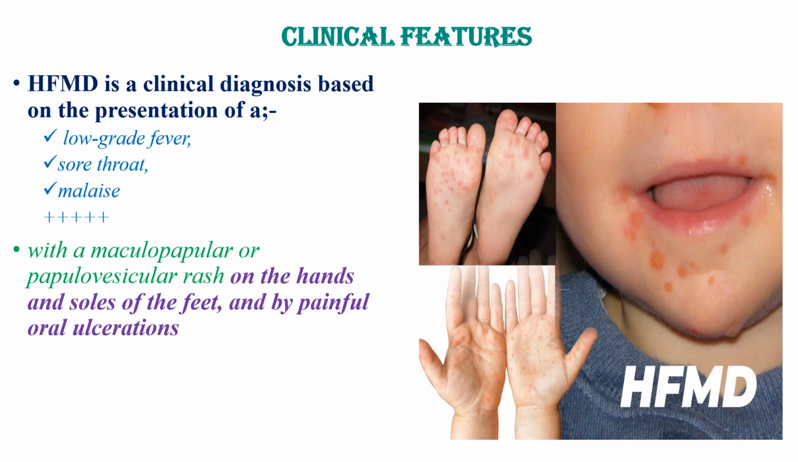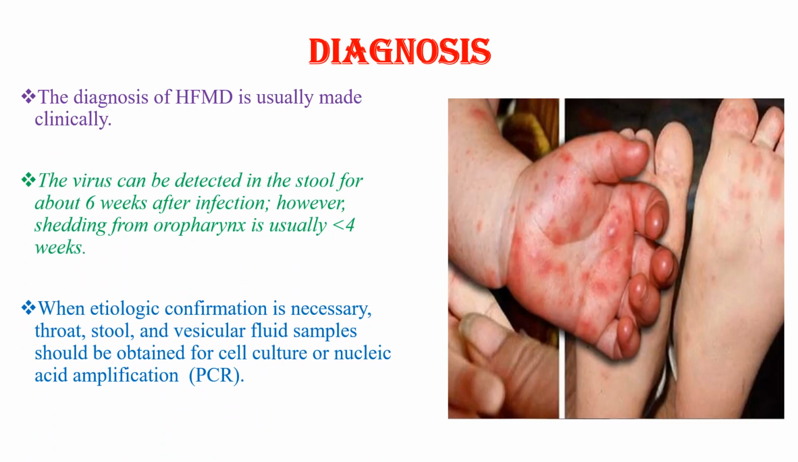When we look at the clinical features, hand, foot, mouth disease is a clinical diagnosis based on the presentation of low-grade fever, sore throat, and malaise, with a maculopapular or papulovesicular rash on the hands and the soles of the feet, and painful oral ulcerations. The diagnosis is usually made clinically. The virus can be detected in the stool for about 6 weeks after infection. However, shedding from the oropharynx is usually less than 4 weeks. When etiologic confirmation is necessary, throat, stool, and vesicular fluid samples should be obtained for PCR.